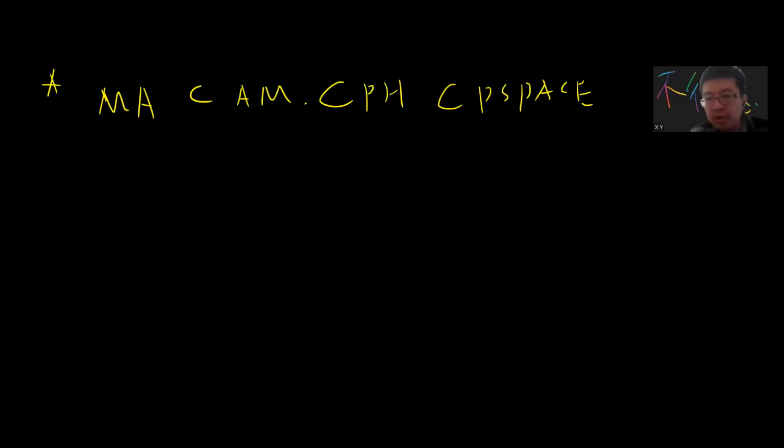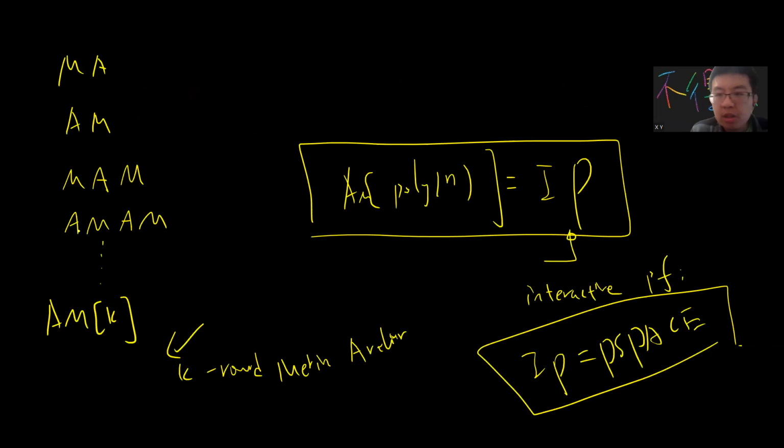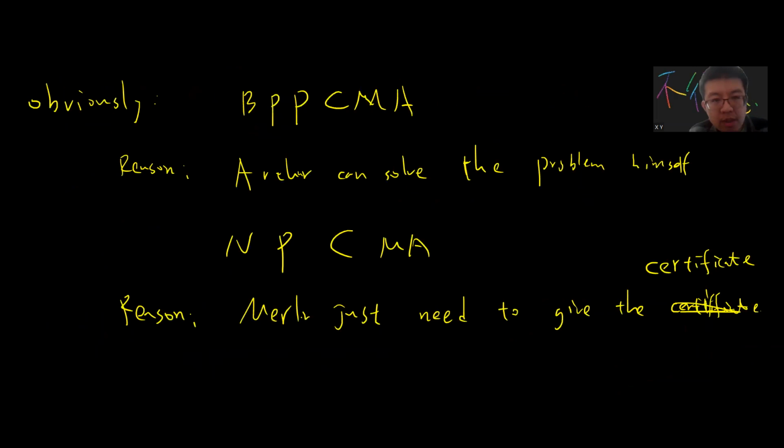And this is what I want to explain in this video. Graph non-isomorphism is famous: somebody gives you two graphs, and you ask Merlin whether these two are non-isomorphic. This graph non-isomorphism problem is in the Arthur-Merlin class. Also, another non-trivial fact is that MA is a subset of PP. So this is the Arthur-Merlin protocol definition.